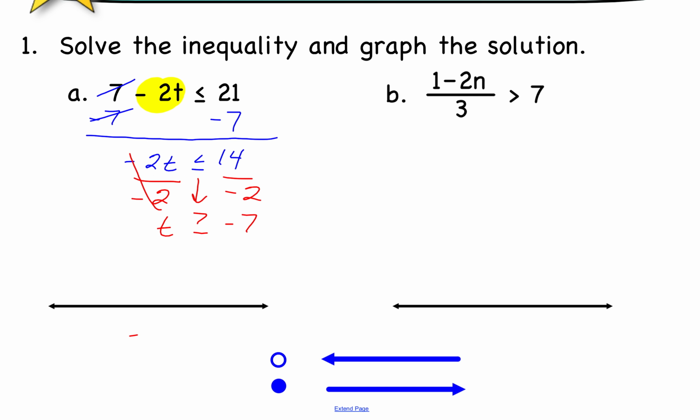So negative 7 is the number that goes on my number line. It has the equal to, so it's a solid dot. And it's greater than, so it's all the numbers that are to the right of negative 7.